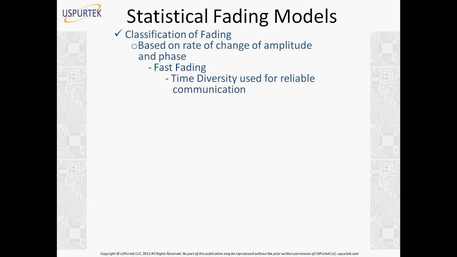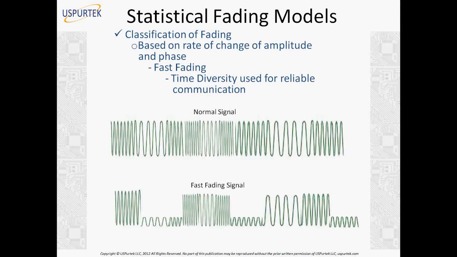A fast fading, where it could be quickly changing. Like suddenly it drops and suddenly it rises up. Now, this of course has uses. This type of fading has its own uses. You could use time diversity for reliable communication.